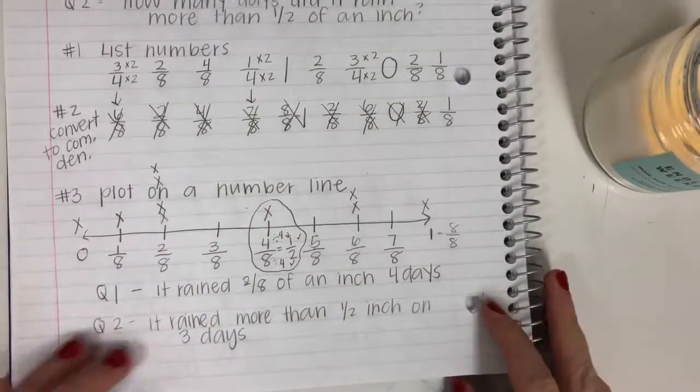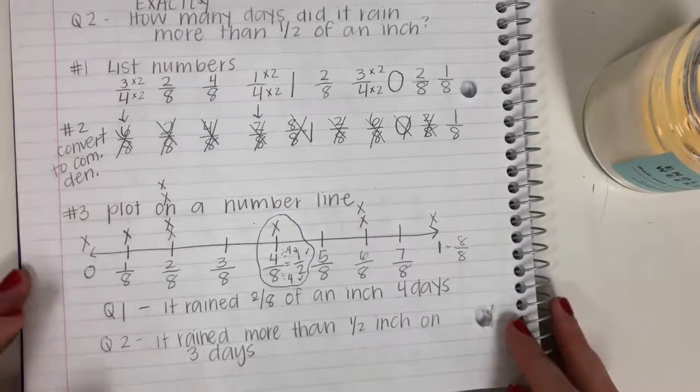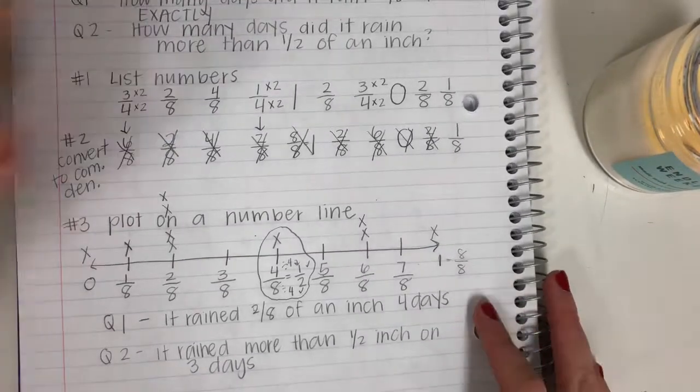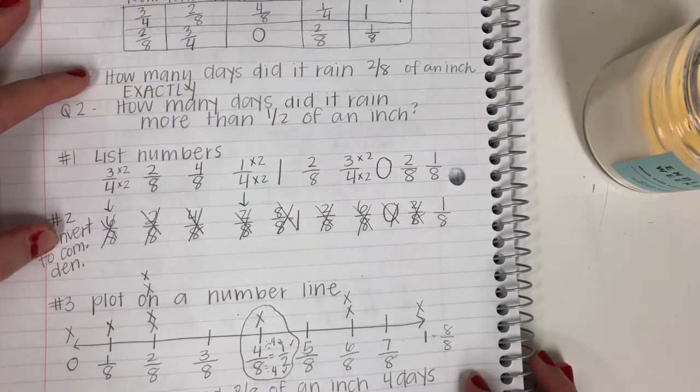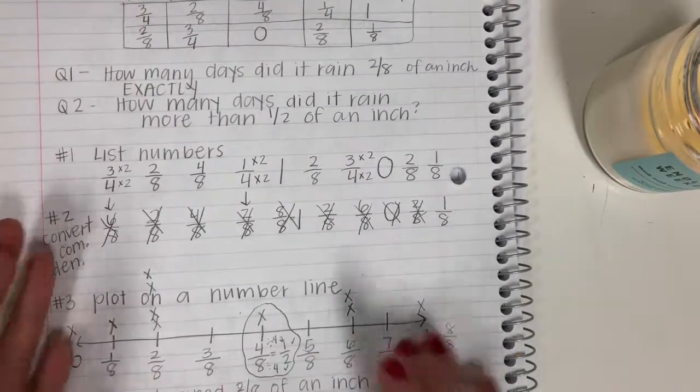Okay, so that's kind of what we're going to be working on the next couple days, is just taking a chart and basically converting them to common denominators and sticking them on one number line.